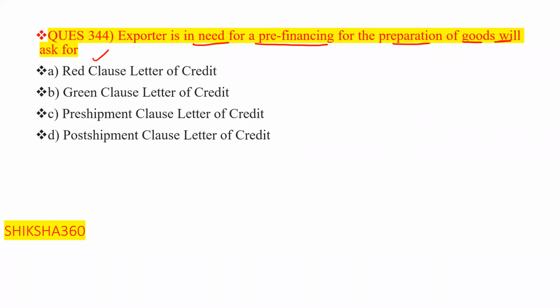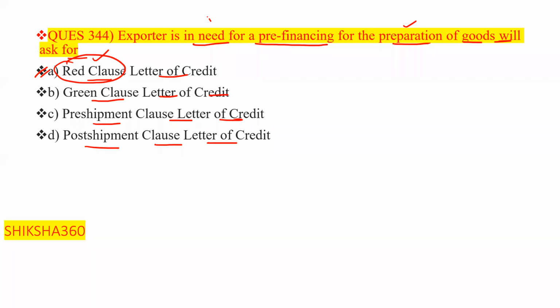The exporter is in need of pre-financing for the preparation of goods. Will it ask for a red clause letter of credit, green clause letter of credit, pre-shipment clause letter of credit, or post-shipment clause letter of credit? Clear? So what is the correct answer here? Option A is the correct answer, that is the red clause letter of credit.